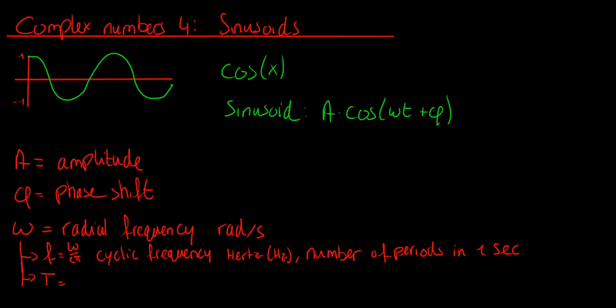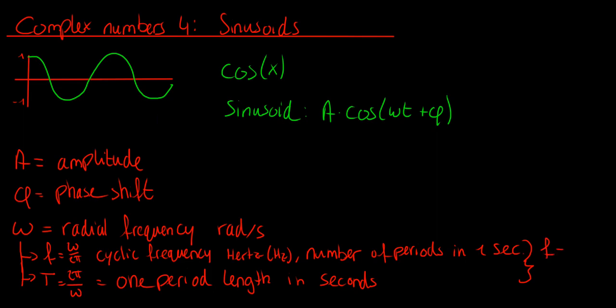And that can be calculated with 2 pi divided by omega. And this is the length of 1 period, denoted in seconds. And from this we can derive that frequency and period are related to each other, because the frequency is 1 divided by the period and the period is 1 divided by the frequency.